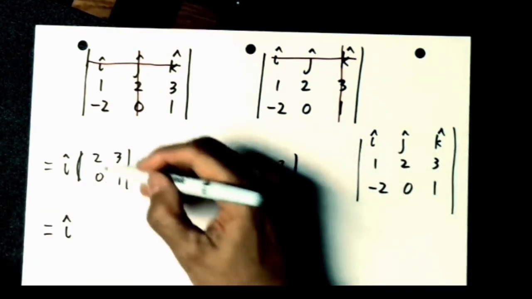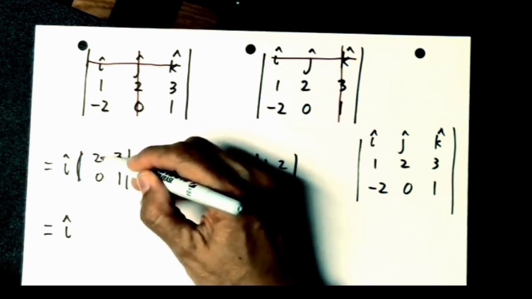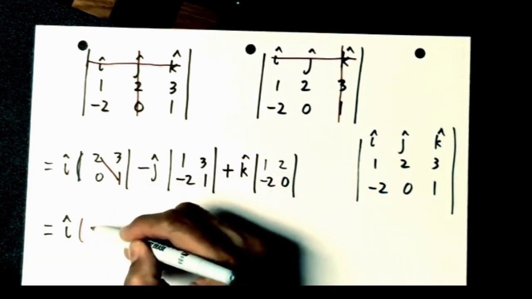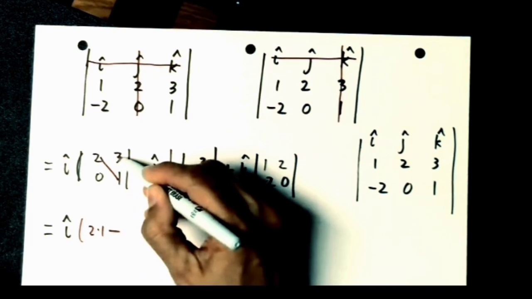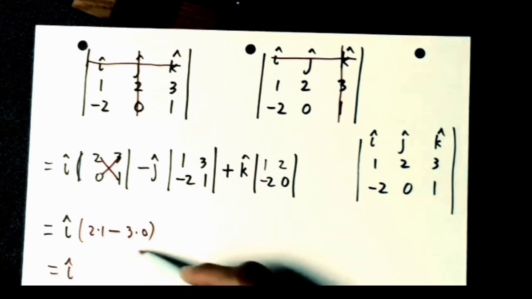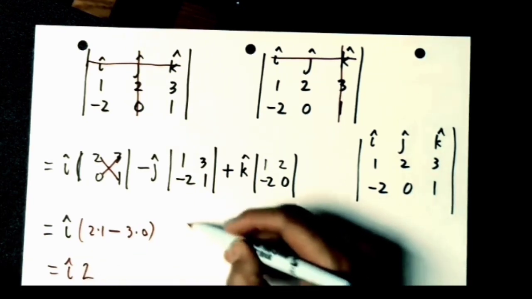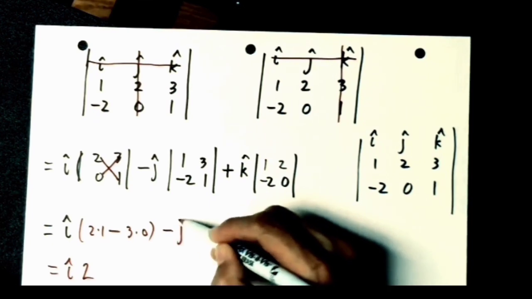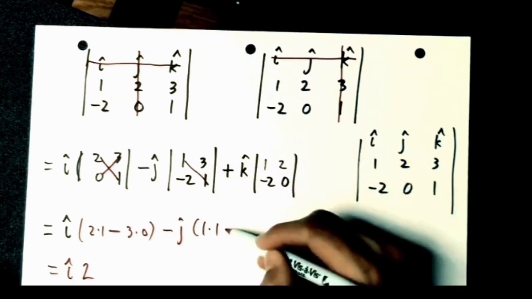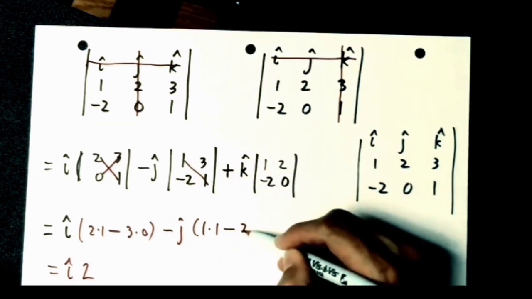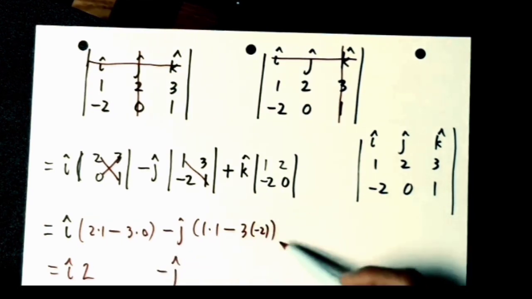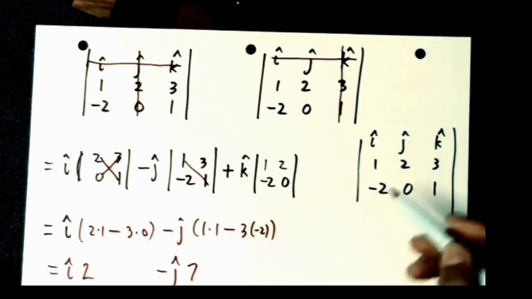You have to multiply the diagonals: 2 times 1, minus 3 times 0. And altogether that's going to give you 2. Then you go to the next term, multiply the 1 times 1, minus 3 times negative 2. And that's going to give you 1 plus 6, or 7.